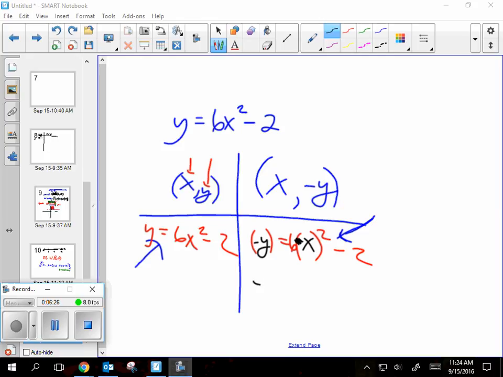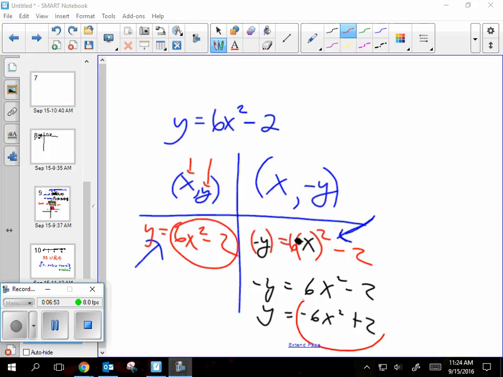But now I get this, and a lot of kids are going to do this. They're going to say, I proved it's not true. What's wrong? Yes. Solve it for y. Y equals negative 6x squared plus 2. Now it's a fair comparison because they both start with y equals. X squared minus 2, negative x squared plus 2. They are different. Therefore, this does not have x-axis symmetry.